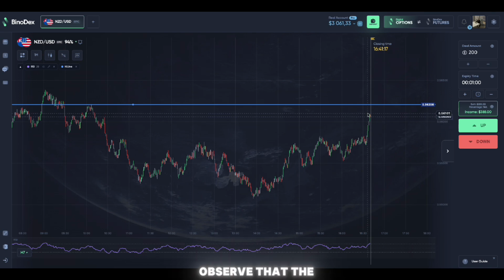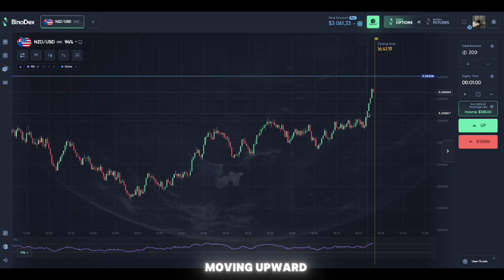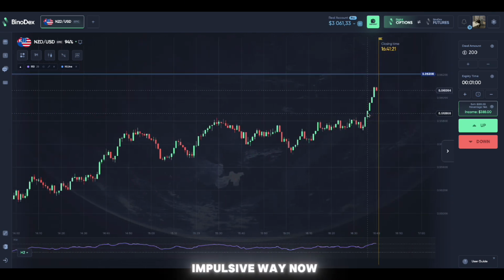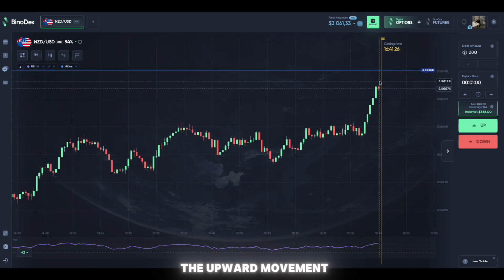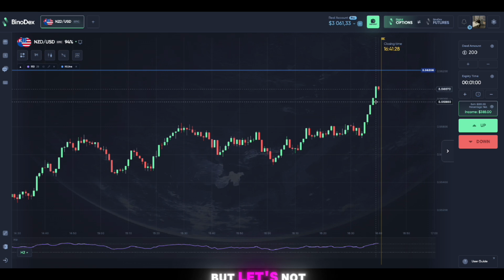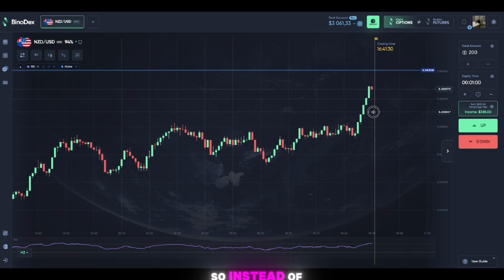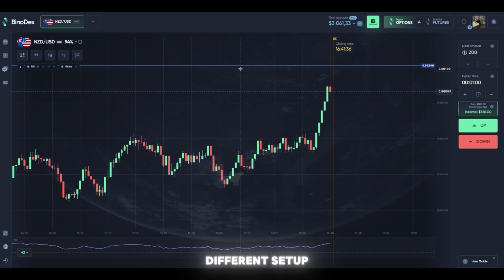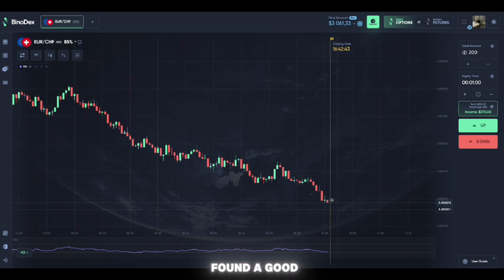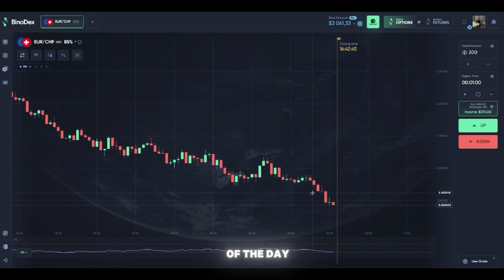We can clearly observe that the price has been moving upward in a very impulsive way. Now, a small pullback is possible, and most likely the upward movement will continue. But let's not drag out the video too much. So instead of waiting for a proper reversal to start, let's switch to another currency pair and find a different setup. So I've finally found a good moment to open our final trade of the day.